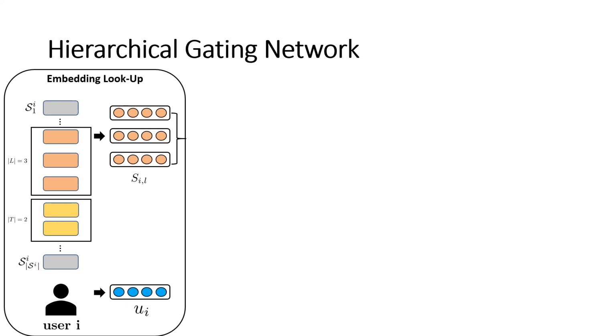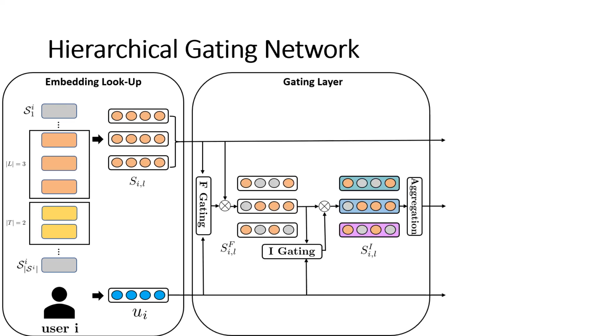Then, at the gating layer, we use the feature gating to capture item features that tailor to users' preferences, and we select the informative items that are helpful to predict future items with the instance gating. We then aggregate separate item embeddings into one group-level latent representation.